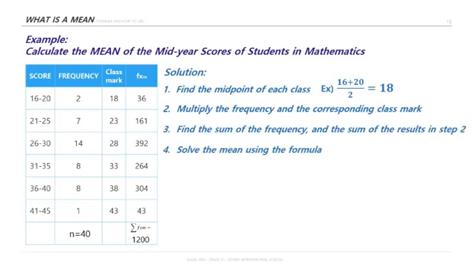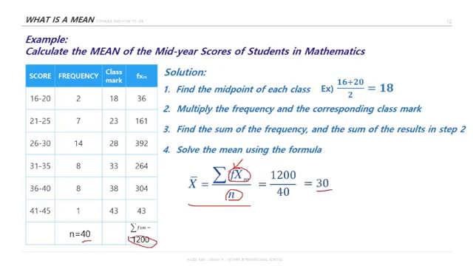Fourth, solve the mean using the formula. Remember this formula, you just have to substitute these letters with numbers. So n is 40 and the sum of f times xm is 1200. Then the answer will be 30. Therefore, the mean of the mid-year test is 30.